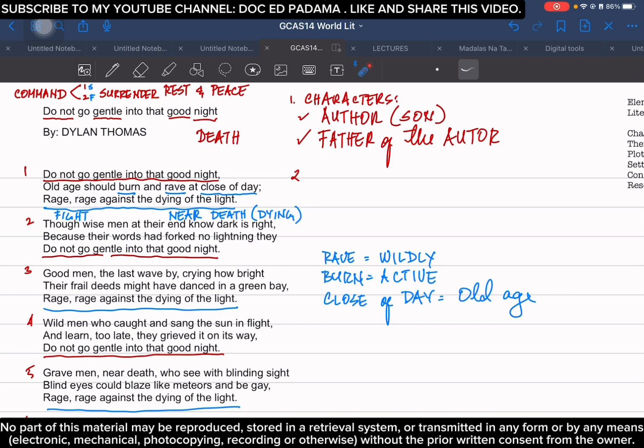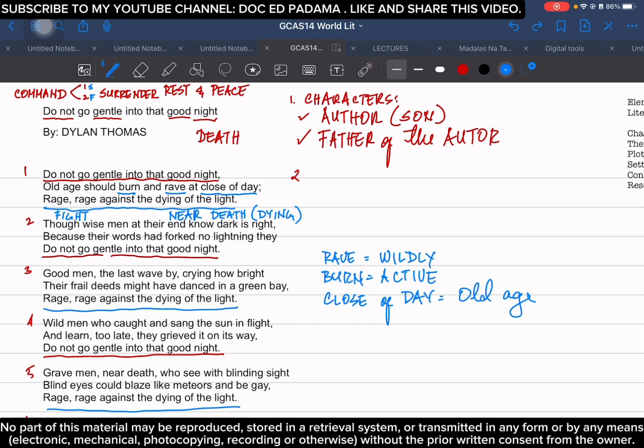So in this particular stanza, Dylan Thomas has opened his poem by talking to his father and reminding his father, pinapaalalahanan niya yung kanyang tatay na kahit na matanda na ang isang tao, hindi ibig sabihin, wala ka ng karapatang gumalaw, mamasyal, at gawin yung gusto mong gawin. Okay? So basically, that is the thought behind stanza 1.